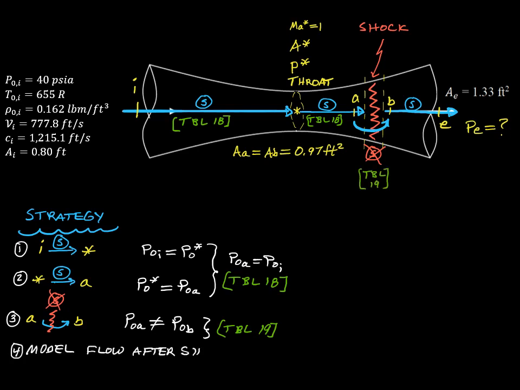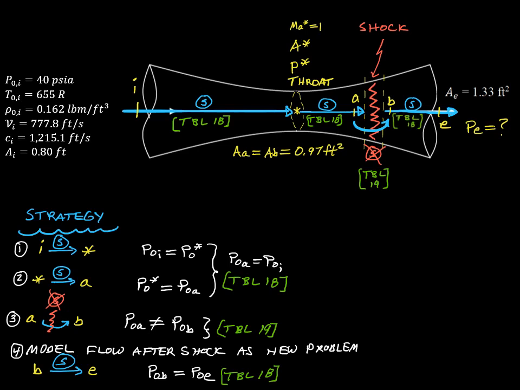And then finally, in step 4, we come back to an isentropic flow, but we're going to model the flow after the shock as essentially a new problem. I'll show you about that in a little bit, where we're going to redraw our diagram to handle the flow after the shock, because our stagnation pressure, once we get to state B, is different. So to go from B to the exit, we are still isentropic, although our starting point B does have a different stagnation pressure. Because we're isentropic, that new stagnation pressure at B is the same as at the exit, and that's what we can denote there.